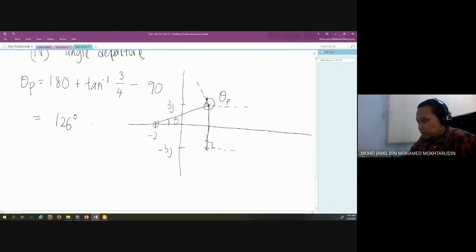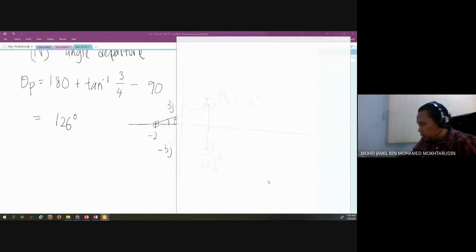So angle of departure is 126 degrees. And this angle for this pole is also the same, okay? So this angle is also 126 degrees. The bottom one is also 126 because they are symmetric, okay? So this answers question C.